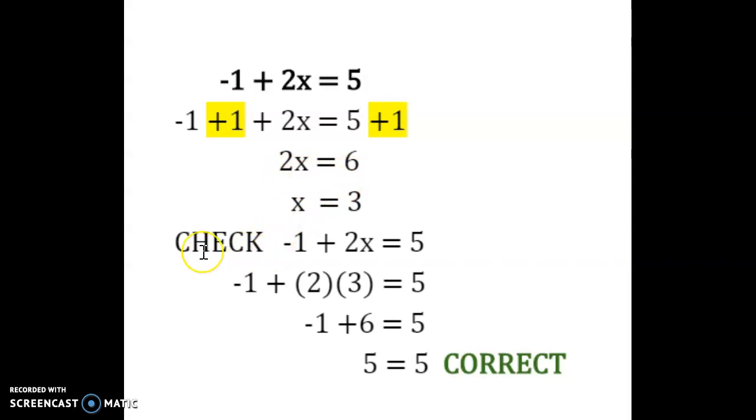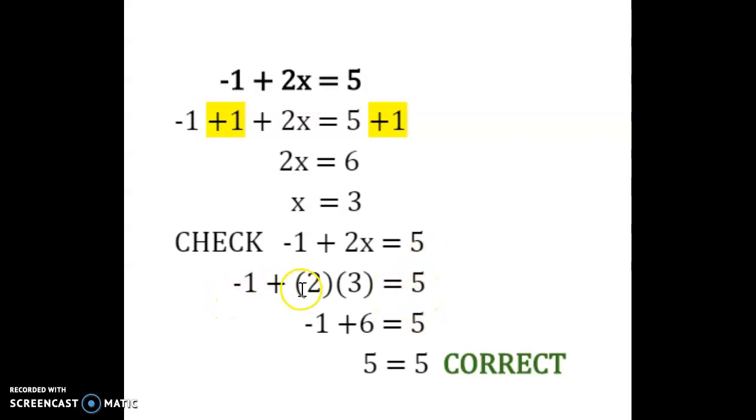Now, we always check to make sure that we've done it right. So we've recopied our problem down from our original problem up there. -1 plus 2x equals 5. So let's put our x in where it belongs to check to make sure that we are correct. Our -1 is -1 plus 2, and we know that this means to multiply, so we put our 3 in there because we set up here that x was equal to 3. We carried our equal sign down, and we carried our 5 down.